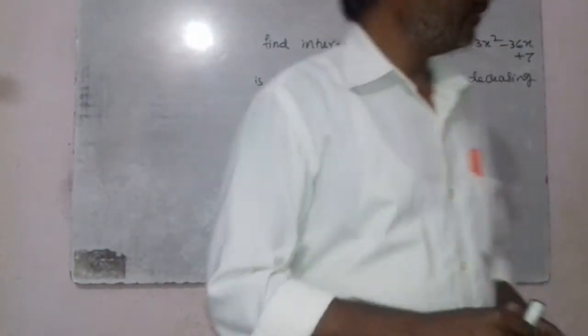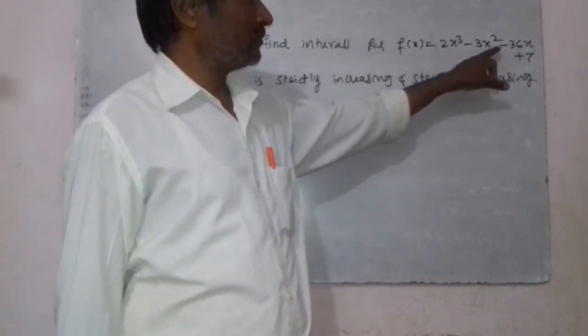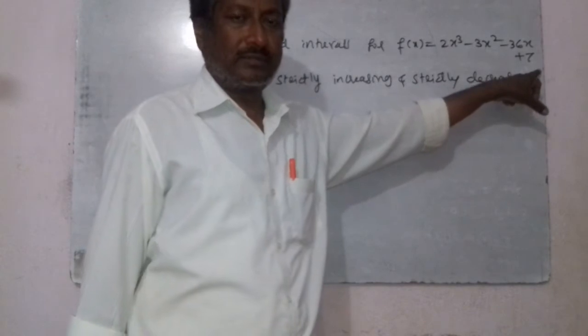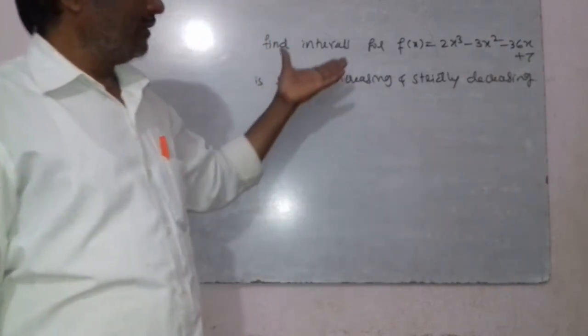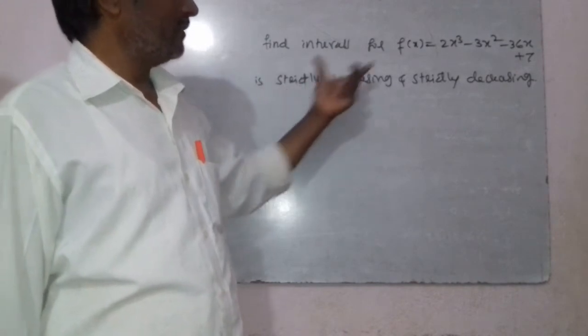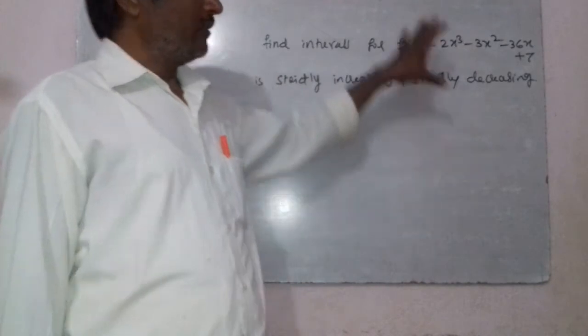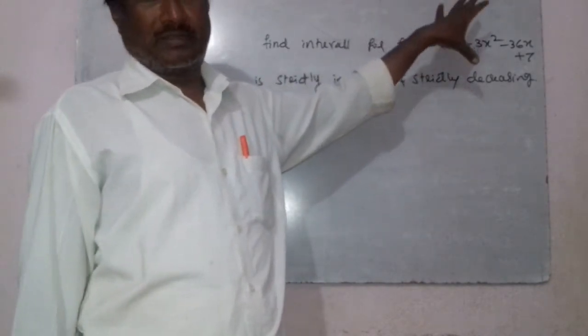So in this function, f(x) equal to 2x cube minus 3x square minus 36x plus 7, again in this problem we have to find the intervals: in which interval the function is increasing and in which interval the function is decreasing. We have to solve in the previous manner.